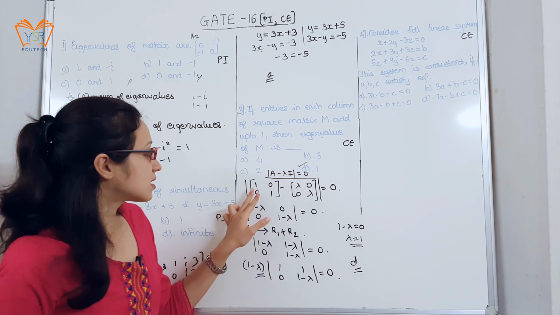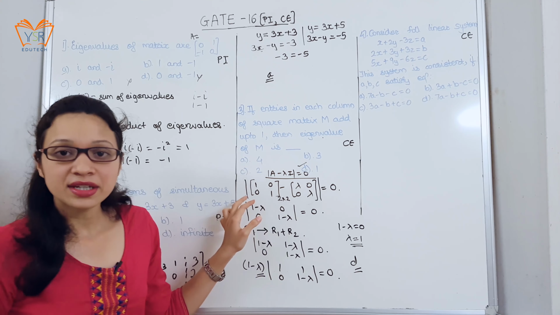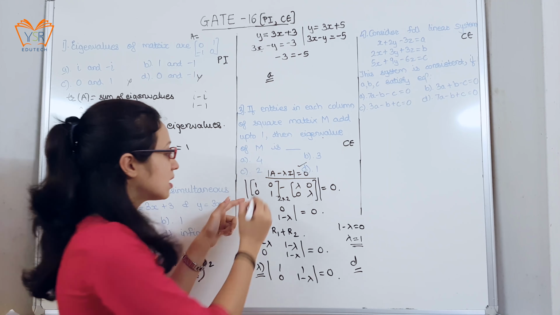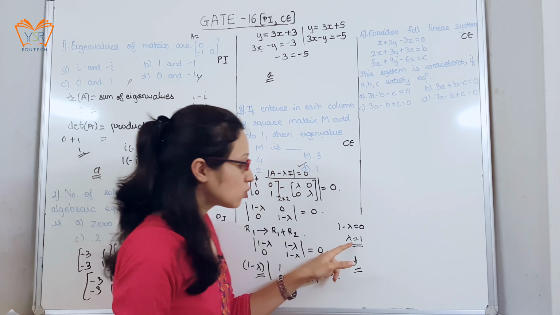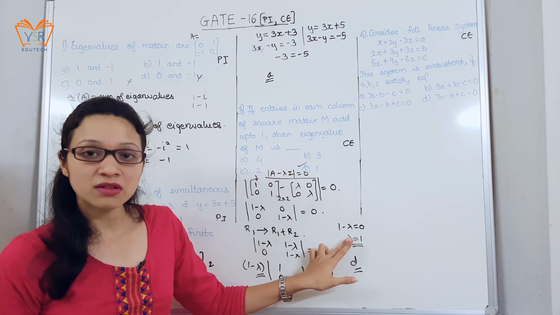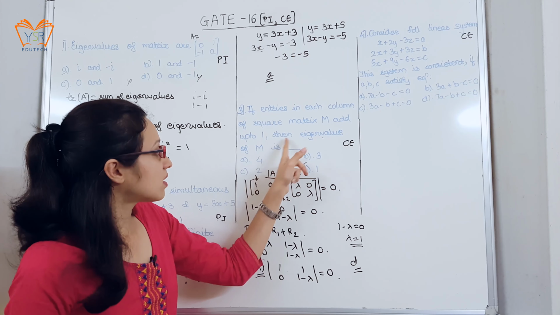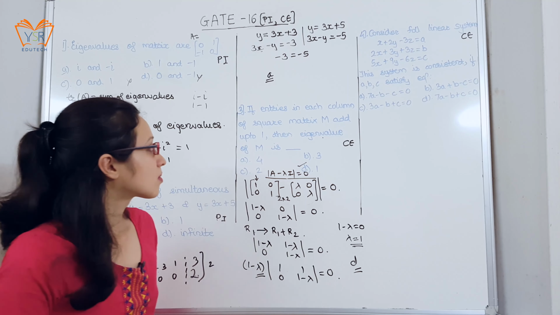For the example's sake, we have taken a 2 by 2 matrix. You can take a matrix of any order, just take care that the addition of each column should be equal to 1. So one of the roots of any order matrix will be equal to 1. So they have asked for any one eigenvalue that is equal to 1.